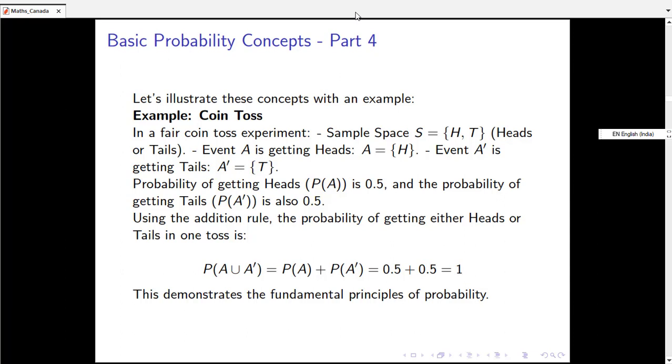Basic probability concepts. The example is head and tail, a very simple example in which there are two probable outcomes, head and tail, which create the space. The event A is equal to head, and A dash is equal to tail, because it's a complementary event. The probability of heads is 0.5, as the event upon total outcomes, 1 upon 1 plus 1, is 1 by 2, which is 0.5. Using the addition rule, we get P of A union A dash equal to P of A plus P of A dash, which is 0.5 plus 0.5, equal to 1. This demonstrates the fundamental principle of probability.